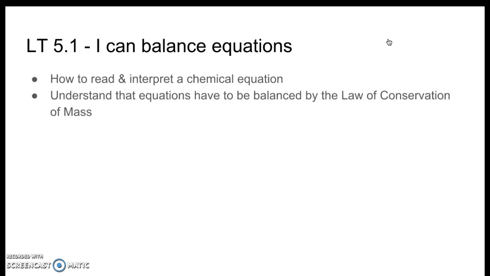To begin with, Learning Target 5.1 is I can balance equations, and there are two important skills that we need for that. First is reading and interpreting chemical equations. So when you look at a chemical equation, what does it mean? And the second is understanding that equations have to be balanced by the law of conservation of mass. So you need to be able to do those two things in order to balance them.